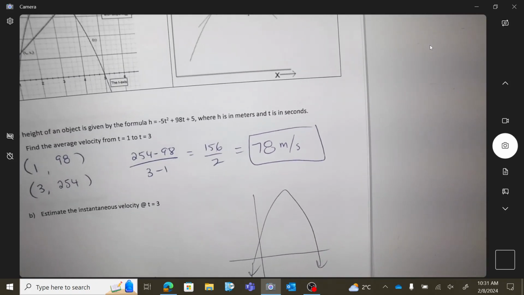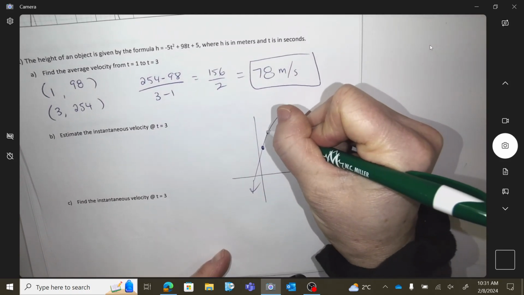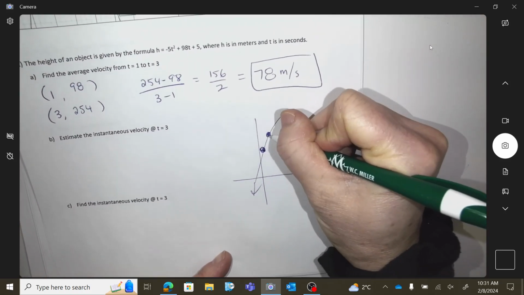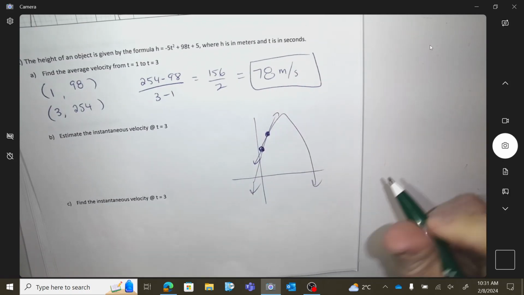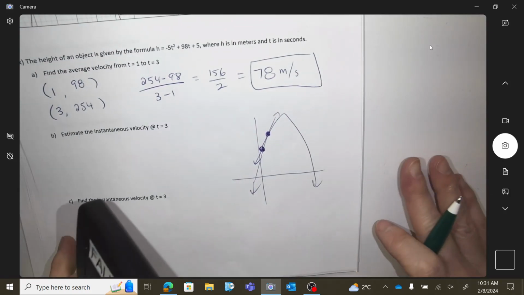So visually, this is an upside down parabola. From 1 to 3, this is what I did. From 1 to 3, I got that. And then it was trying to estimate a velocity.